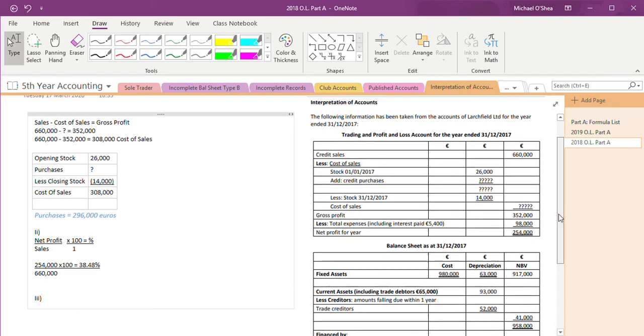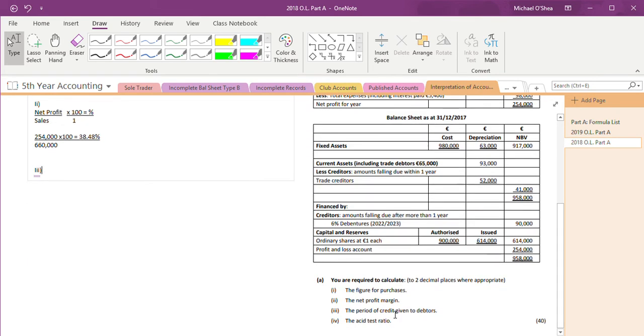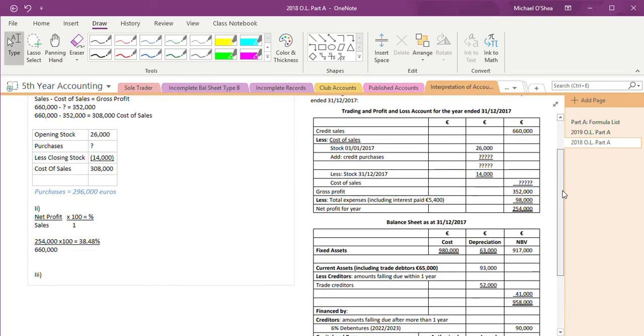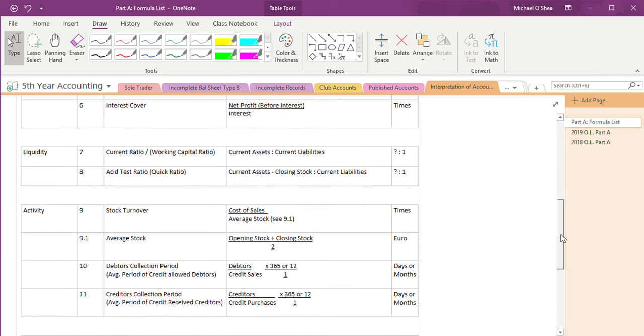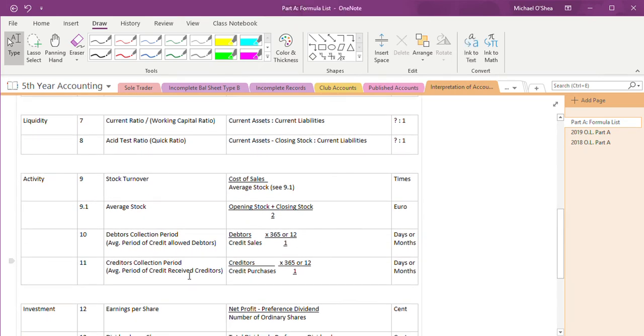is my period of credit given to debtors. So again, this is another formula. My period of credit given to debtors, I'm going to see up here in my activity section. It's my debtors collection period, so average period of credit allowed to debtors. Two things. This formula again, just debtors divided by credit sales, quite easy to work out, they're given in the question. But you can multiply it by 365 or multiply it by 12.